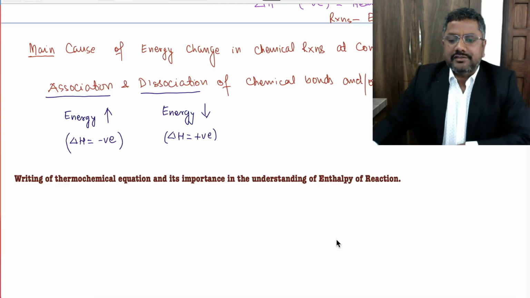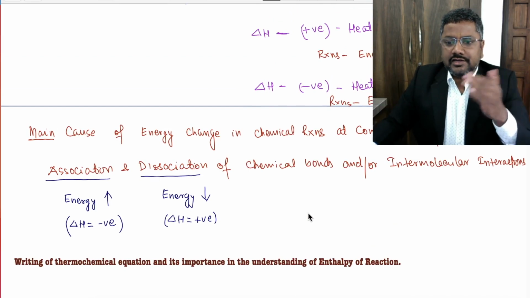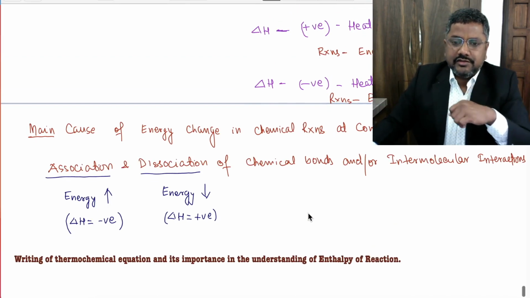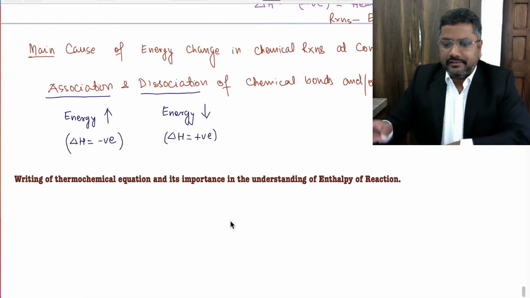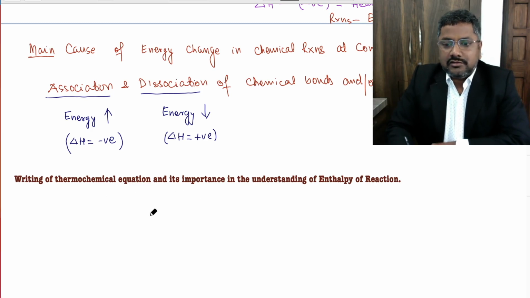Well, see, we have developed the idea of what is delta H and what is delta E for any chemical reaction. Now see how to determine and calculate this delta H for chemical reactions, how to write the thermochemical equation, and what is the meaning of different parameters used in the thermochemical equation.